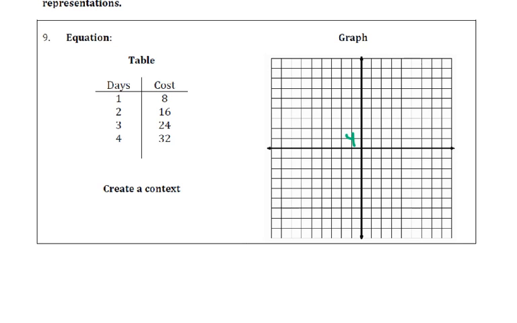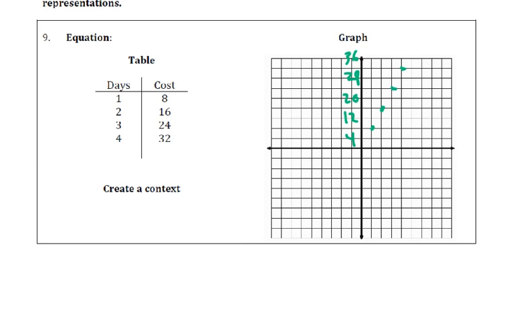So that'd be 4, 8, 12, 16, 20, 24, 28, 32, 36. So 1, 8, put us right here. 2, 16, right here. 3, 24, and 4, 32.